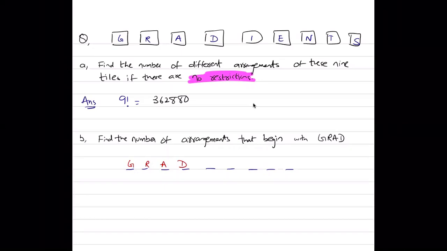No. So in how many ways can the other five tiles arrange themselves? Yeah, the other five tiles, 5 factorial. So five factorial ways these can be arranged. So five factorial is 120. 120 ways.